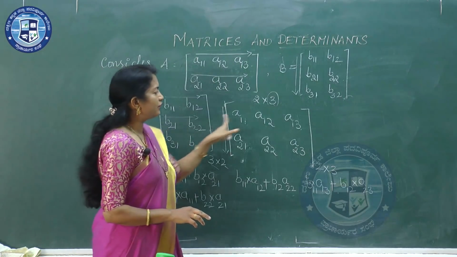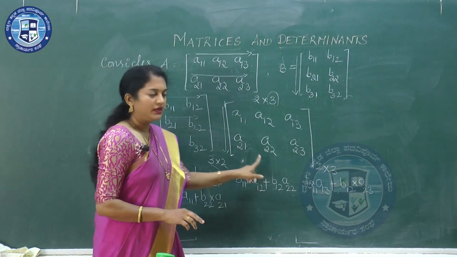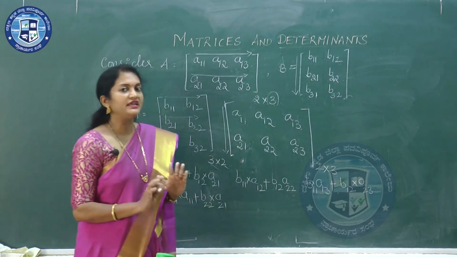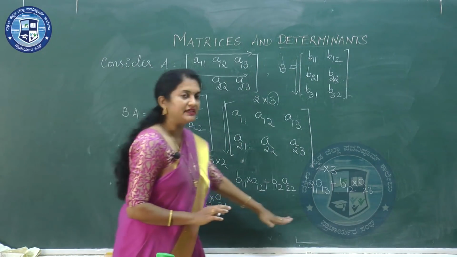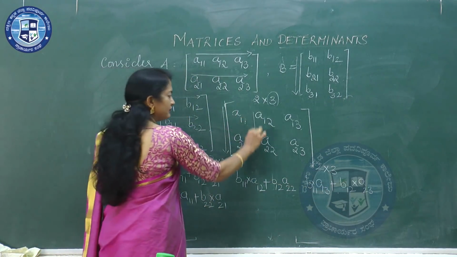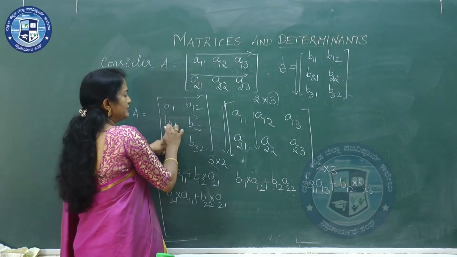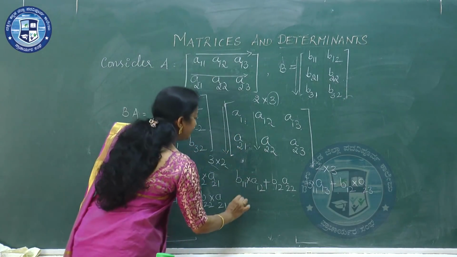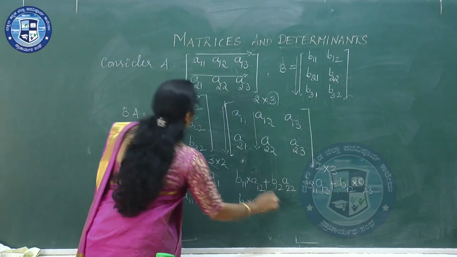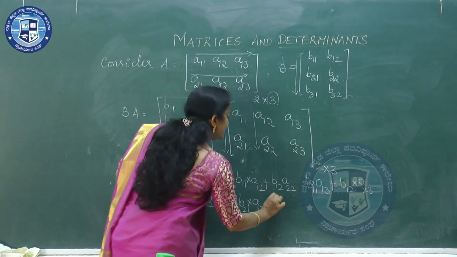Now second row, second column. Now we are multiplying with the second row all the columns. So whatever elements we are getting, we will be writing in the second row. So B21, and this column we are selecting. So B21 into A12 plus B22 into A22.